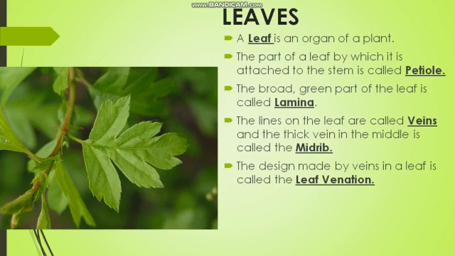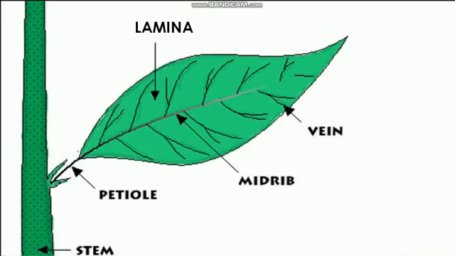Also, there are lines present on the leaves which are known as veins, and the thick vein in the middle of the leaf is known as midrib. Also, the design made by the leaves are known as leaf venation. As you can see in this picture, this small part which is connecting the leaf to the stem is known as petiole. Then the whole leaf is known as lamina. There are small lines present here which are known as veins, and the main vein which is present in the middle is known as midrib.